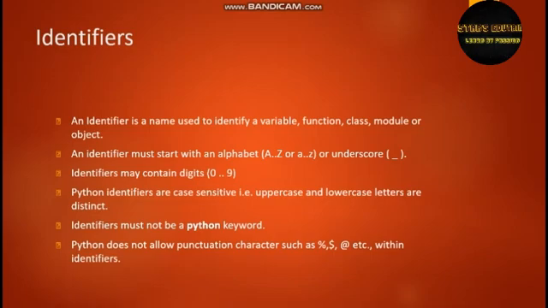An identifier must start with an alphabet or underscore. This is the Python structure, guys. It also differs from other programming languages. An identifier may contain digits 0 to 9 or anything else. Python identifiers are also case sensitive. Uppercase and lowercase letters are distinct.